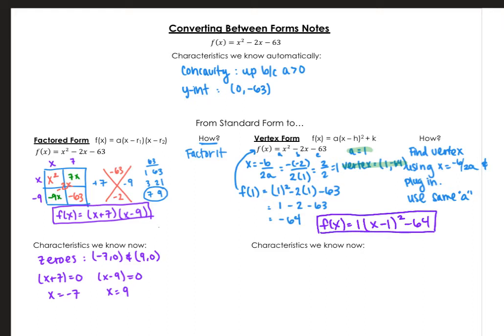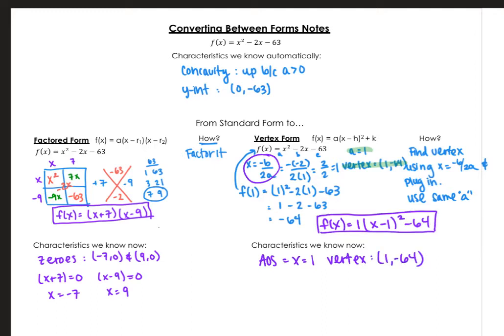So there it is in vertex form, and now we can get two other characteristics. We now know the axis of symmetry, which is what we got using this formula up here. So that's going to be x equals 1. Remember, the axis of symmetry is just the x-coordinate of the vertex, and then we found our vertex. That's going to be (1, -64).